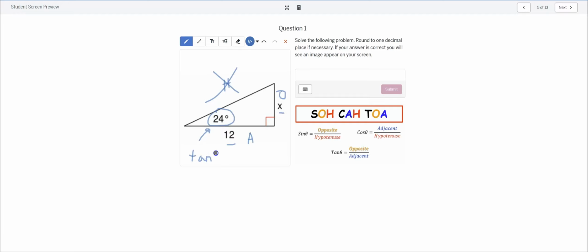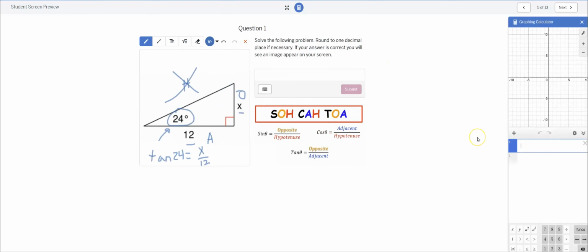So I have the tangent of 24 is equal to the opposite, which is x in this case, over the adjacent, which is 12. Now I've said this before, hopefully you guys remember it. If x is high, you multiply. If x is low, divide and go. So x is up top, so we're going to multiply. So 12 times, not divided by, the tangent of 24.